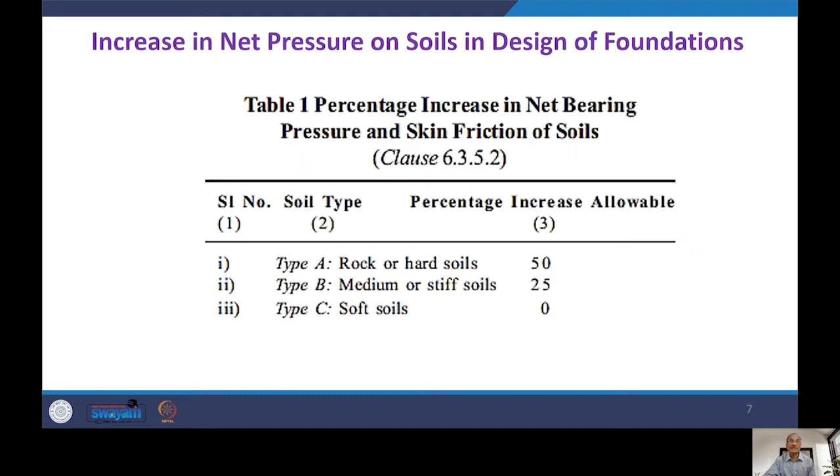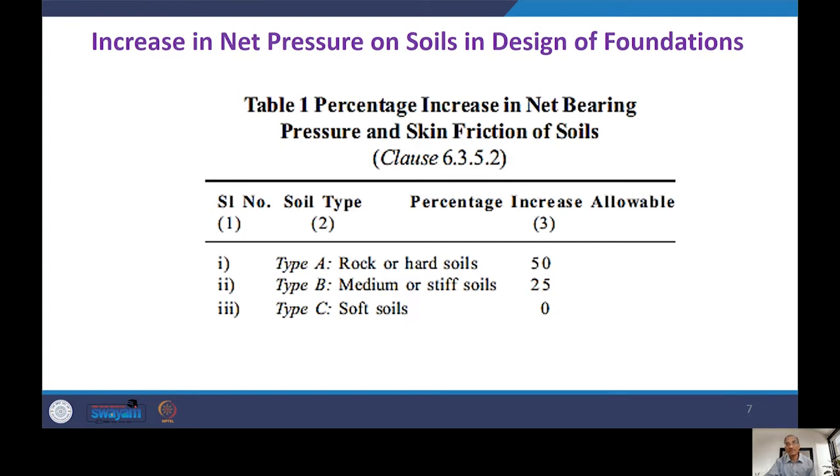Here it is basically the percentage increase in allowable bearing pressure and skin friction of soils. This depends only on the type of soil. The earlier code also depended on the type of foundation, but that has been changed. There are three types of soils mentioned in this code: type A is rock or hard soil, type B is medium or stiff soil, and type C is soft soil.